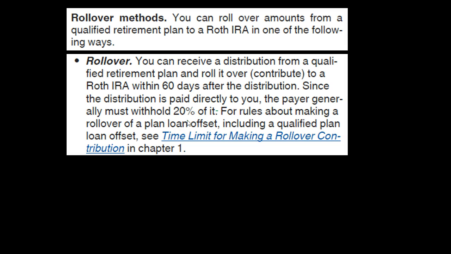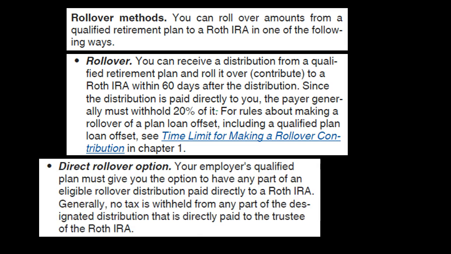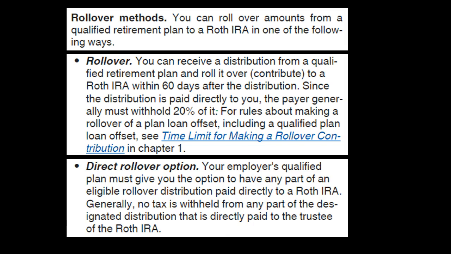If we're talking about something that deals with an employer, then they typically have to be in accordance with the withholding process. Back to the text. For rules about making a rollover of a plan loan offset, including a qualified plan loan offset, see Time limit for making rollover contributions in Chapter 1. Direct rollover option. If this is possible, it might be an easier process to have the direct rollover option. Back to the text.